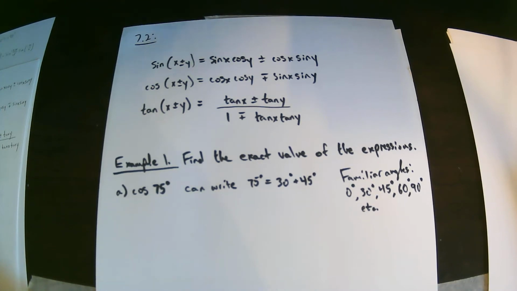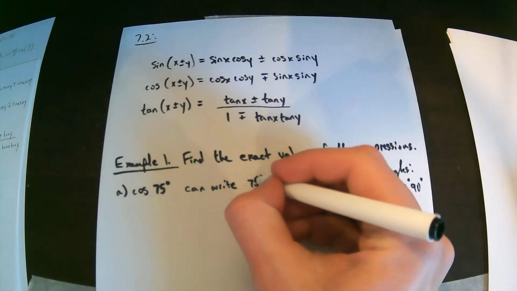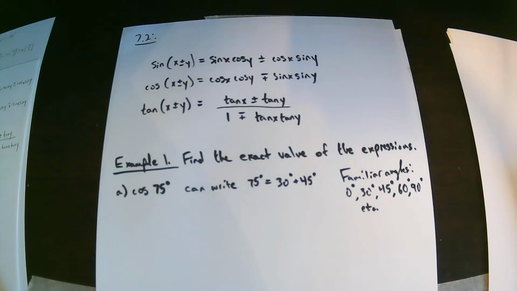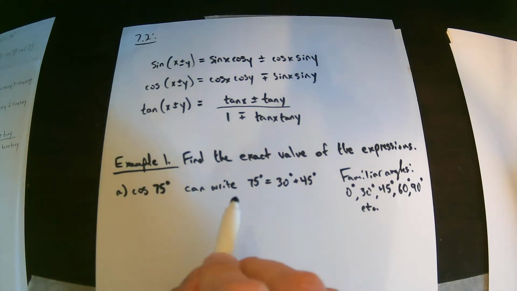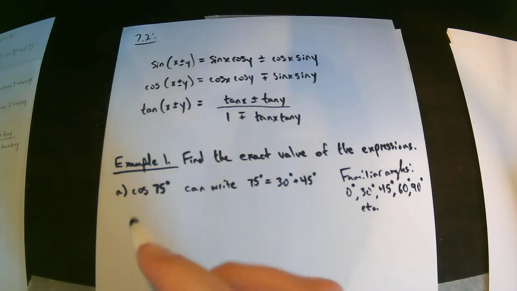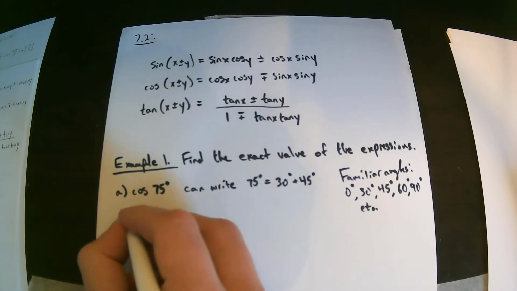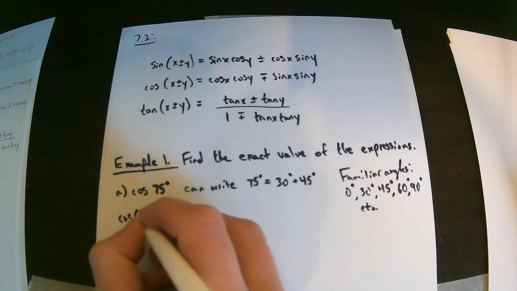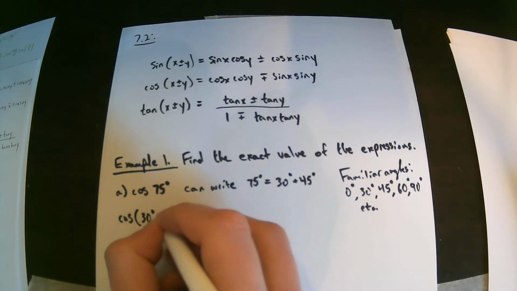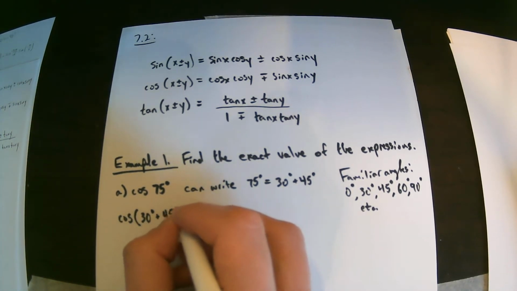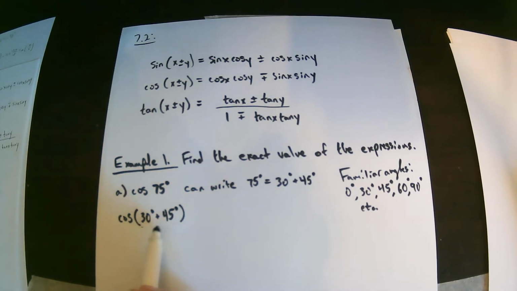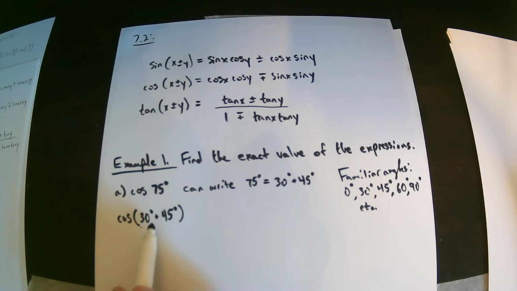And sometimes there might be more than one way of doing it. Well, there's always, I suppose, many ways of doing it. Usually one way will stand out, though. Like this one kind of jumps out at me, writing 75 as 30 plus 45. So over here, instead of cosine of 75, I can write it as cosine of 30 degrees plus 45 degrees. But now I have a sum inside of the input of my cosine.